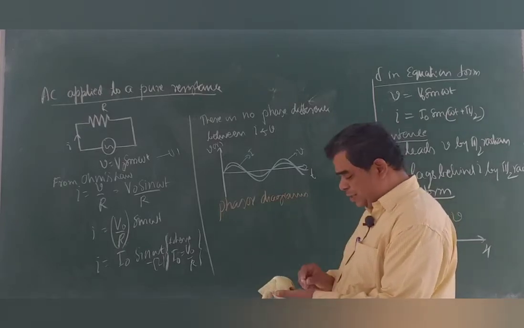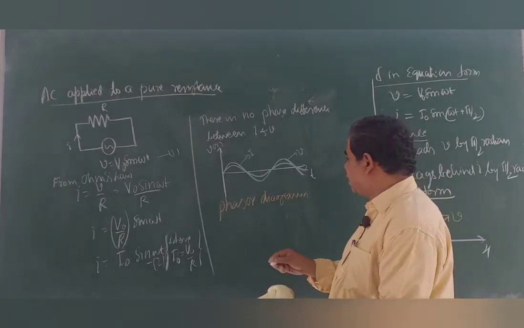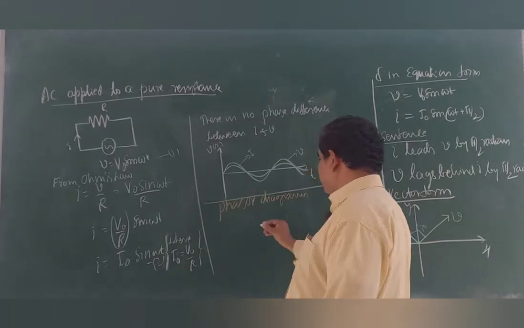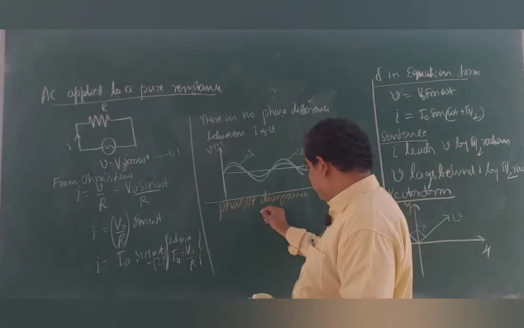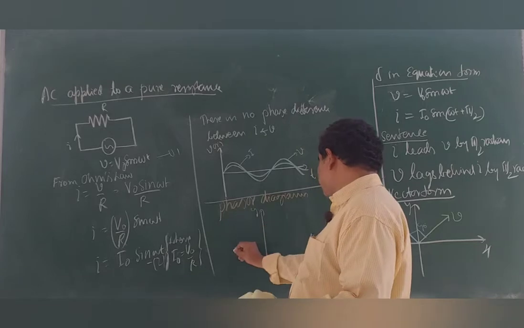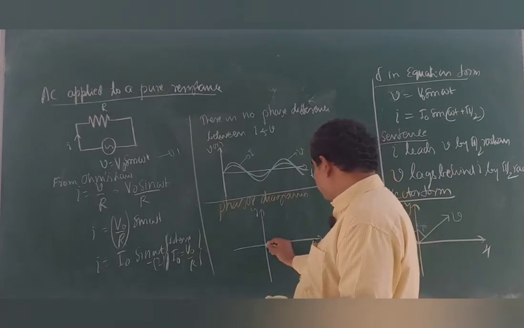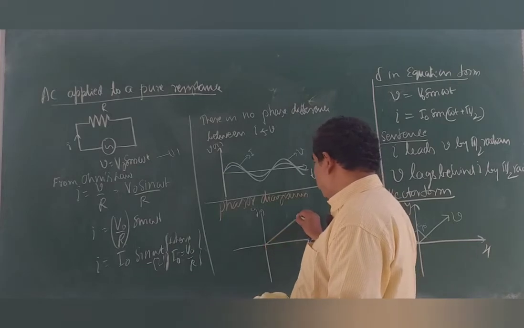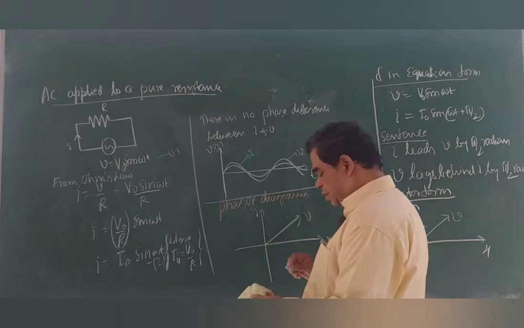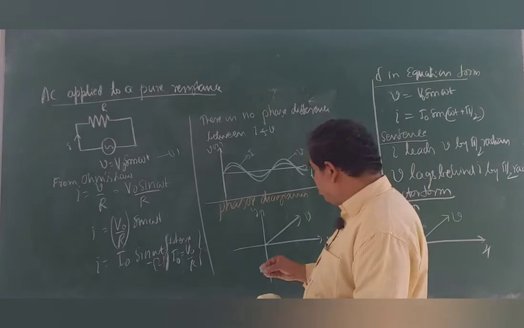Now we write for this situation. For the phasor diagram, say I take this as the y-axis and this as the x-axis, and I draw the voltage here. As they are in phase, they go hand in hand.